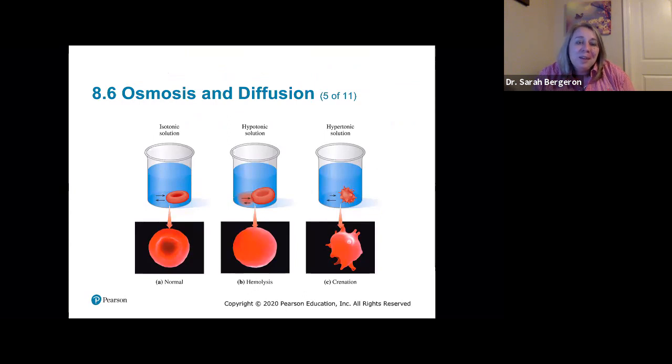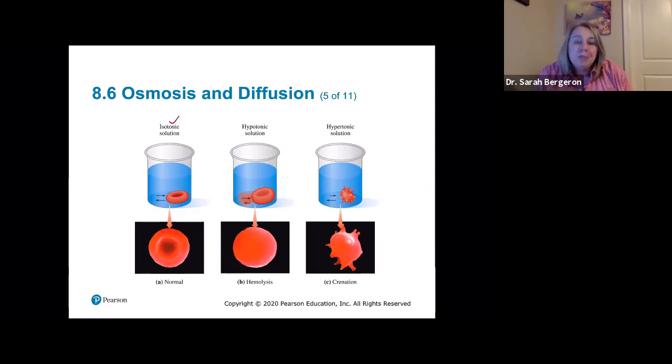But if you put a red blood cell in an isotonic solution, so this is like putting red blood cells in plasma, right? It's isotonic. It's the correct concentration of solutes. Nothing's going to happen. It's not going to change the pressure. The water's not going to enter the cell. Water's not going to leave the cell. Nothing's going to happen. That's normal. So that's an isotonic solution.